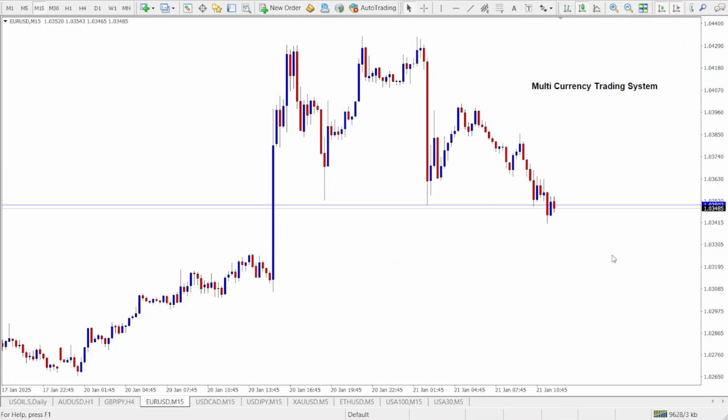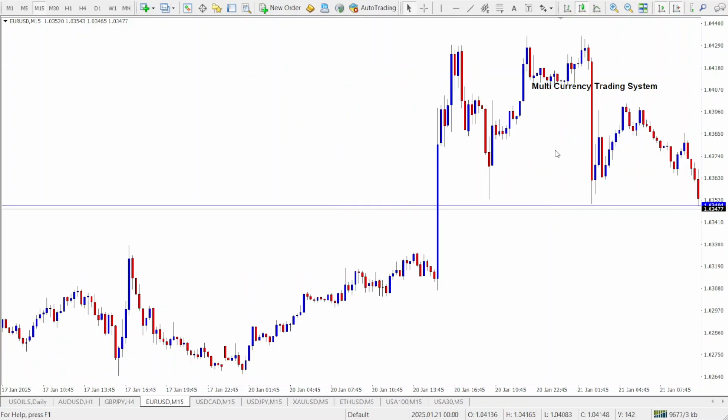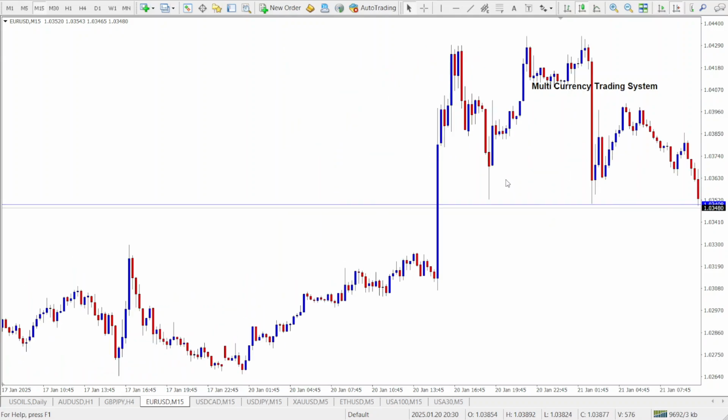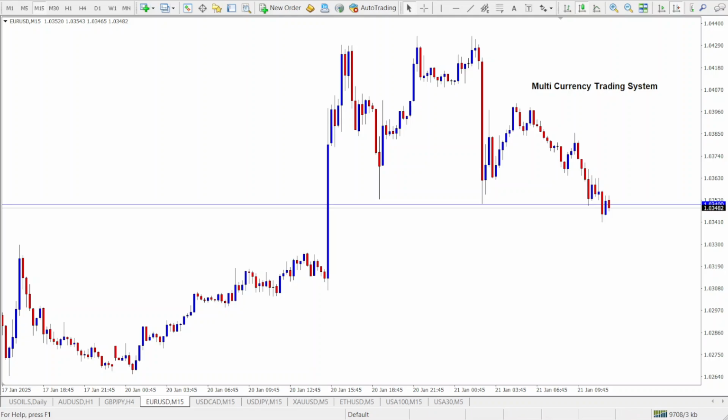So first things first, let us define what a multi-currency trading system is. In simple terms, this system allows you to trade multiple currency pairs simultaneously. It takes into account their relationships and interactions. So instead of focusing on just one currency pair, a multi-currency pair system lets you spot opportunities in various markets, reducing risk while improving your overall trading strategy.